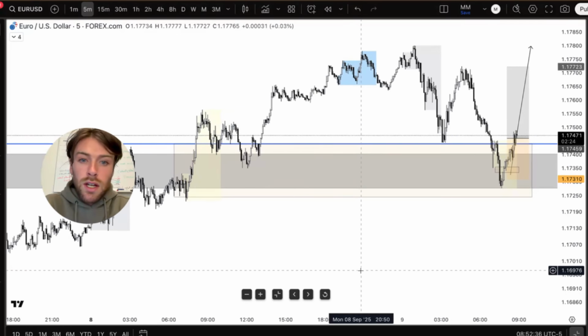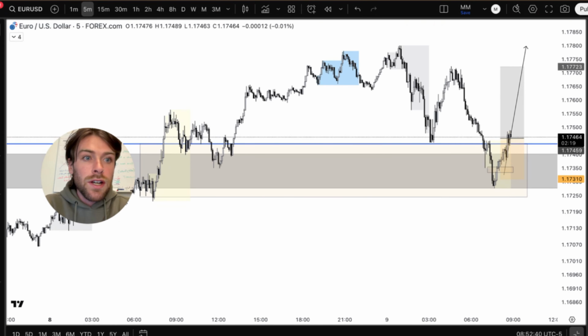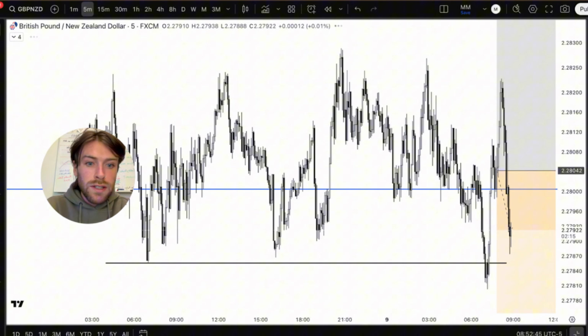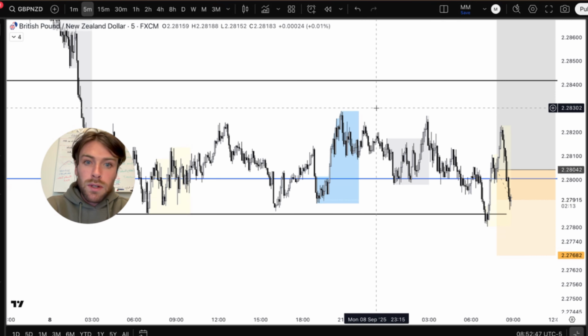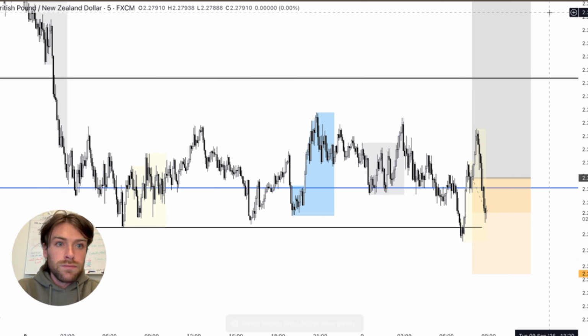And again, I do not care about the result at all because I'm happy with the criteria that we entered on. So now I will talk you through the second trade that I'm in. This one I really like as well. So let's have a look at this.